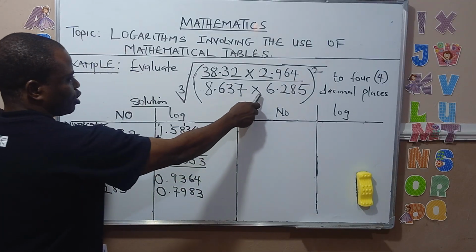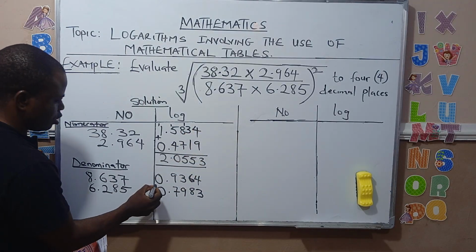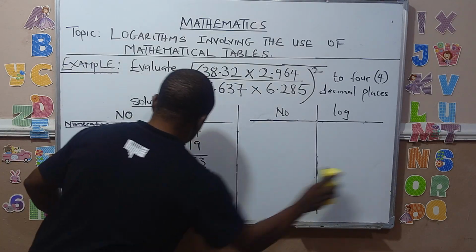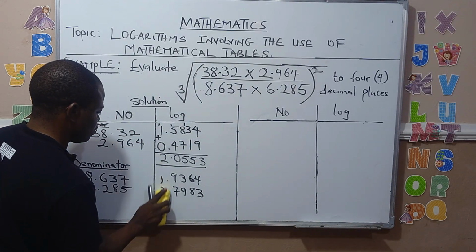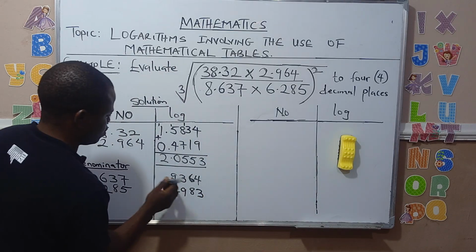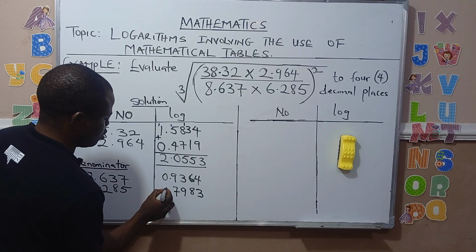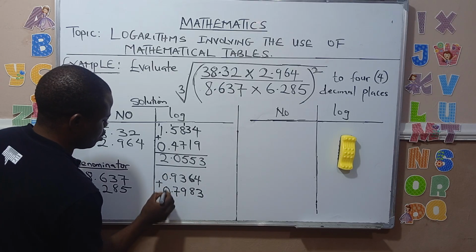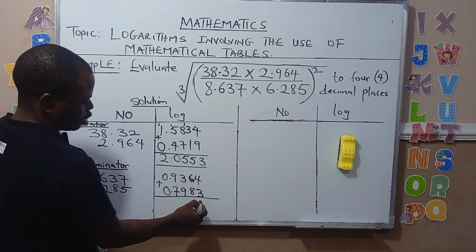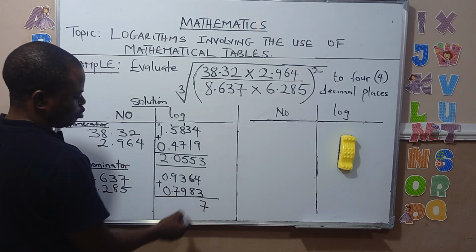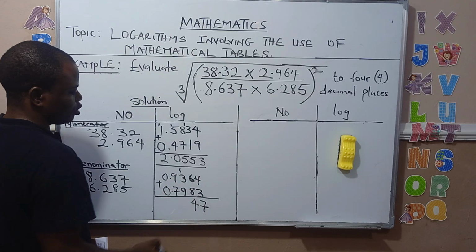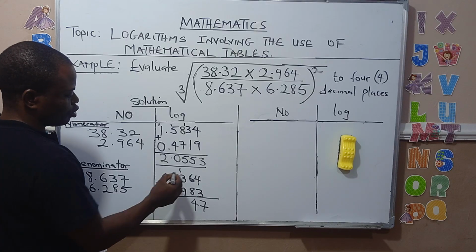Since it's also multiplication, you're going to add the numbers together. Add the numbers together. 4 plus 3, that is 7. 6 plus 8, that's 14. Put 4 down, carry 1. 3 plus 9, that is 12, plus 1, 13.